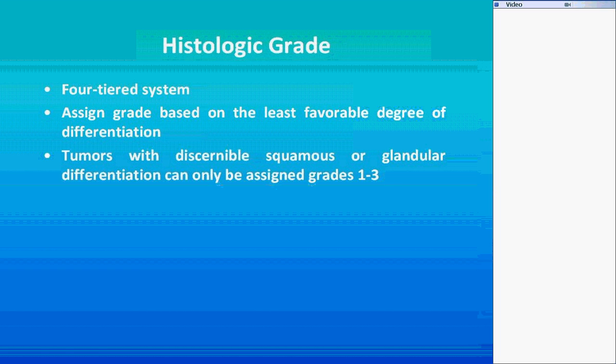If the tumor does have any discernible squamous or glandular features, that by definition doesn't fall into the category of undifferentiated, and so we should assign one of the lower grades to that, well, moderate, or poorly differentiated. By definition, small cell carcinoma and large cell carcinoma are undifferentiated or grade 4 tumors.